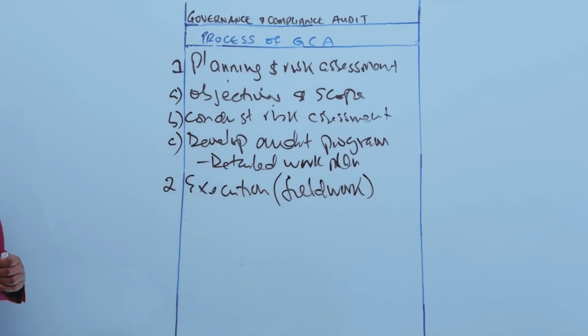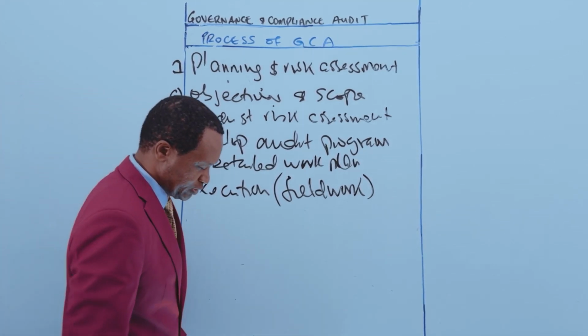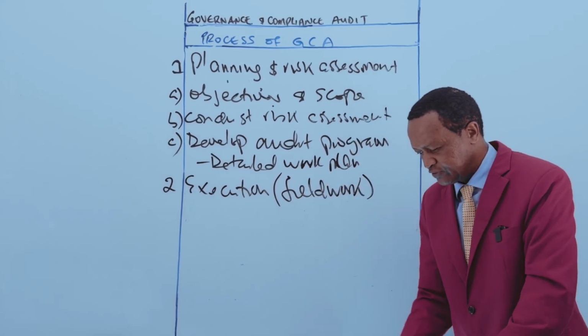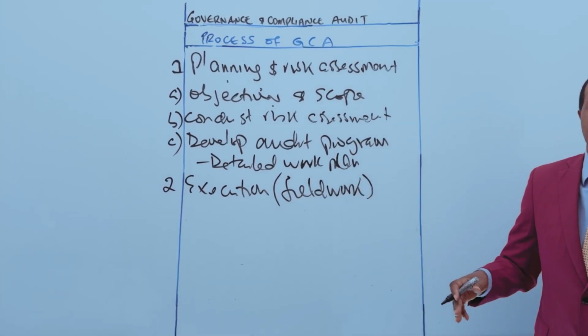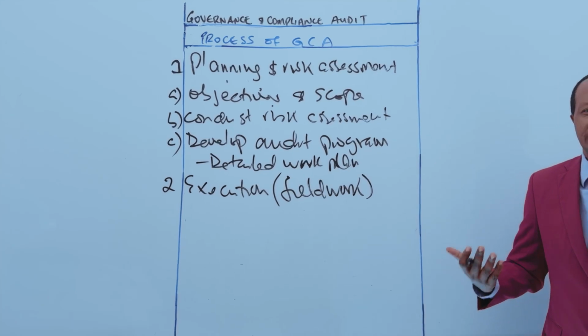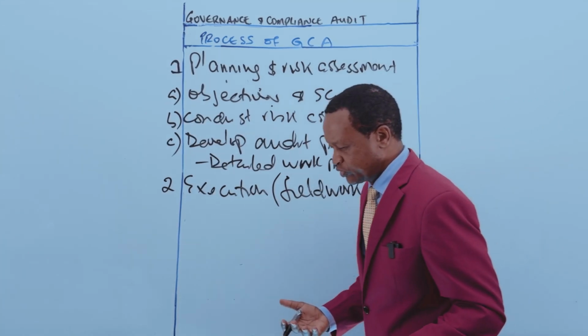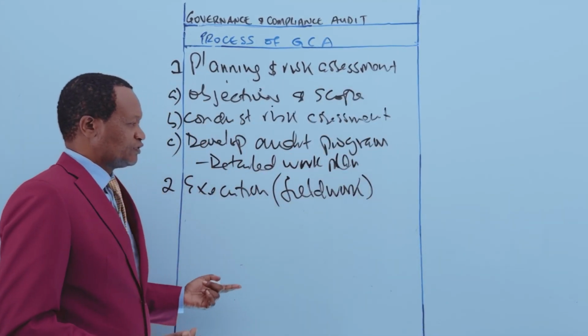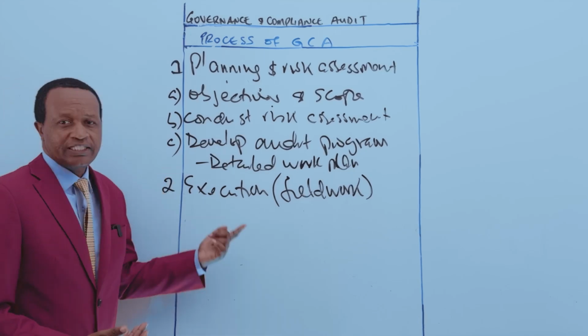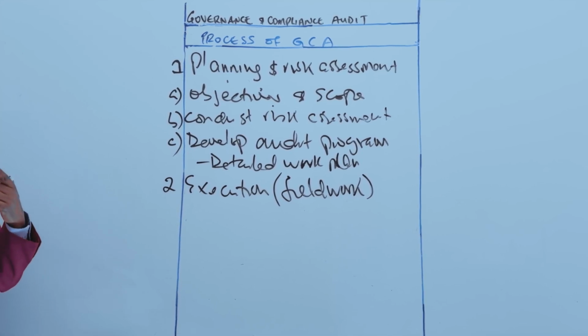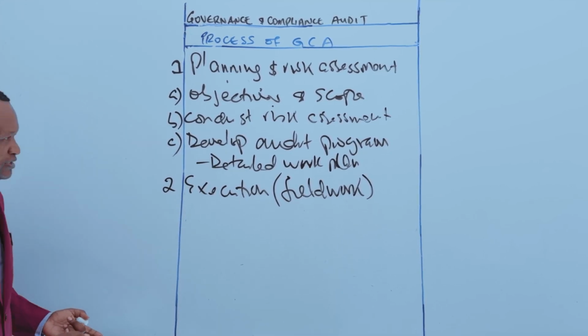You go to the field. This is the execution phase where the boots are on the ground. You roll up your sleeves, you go to the ground, and the purpose for going is to get evidence. You gather evidence, and you test the controls. Execution means gathering information and testing the controls. You understand? Yes. You test the controls, you obtain understanding.